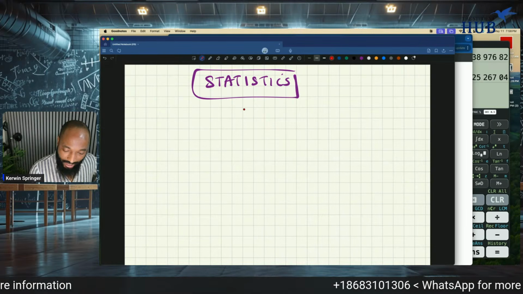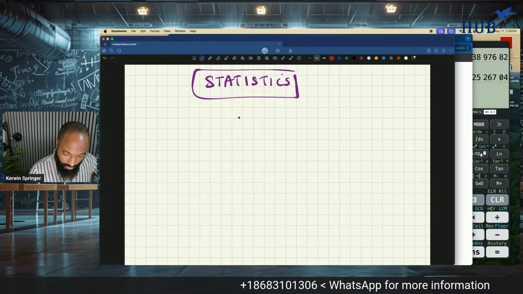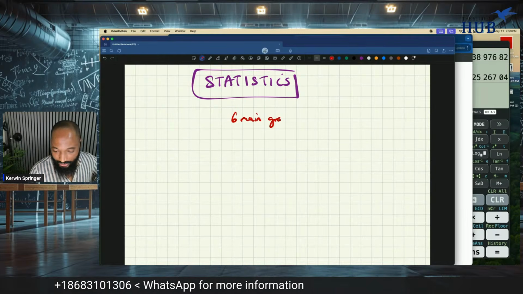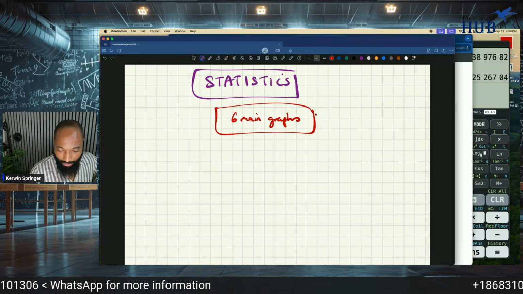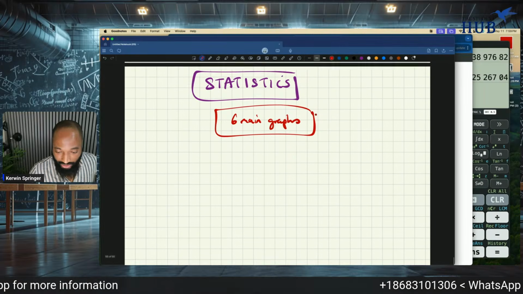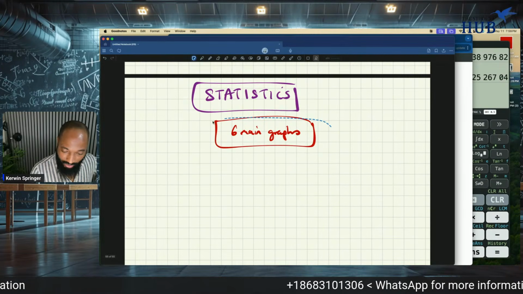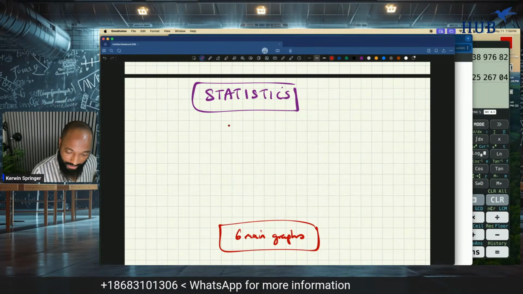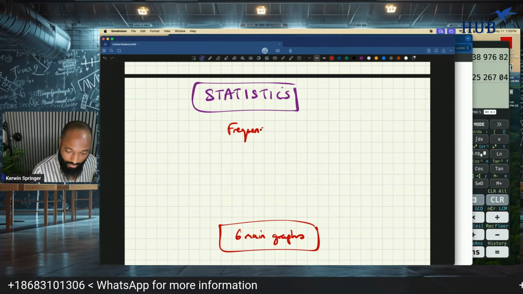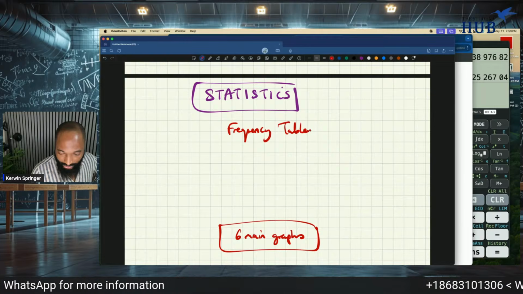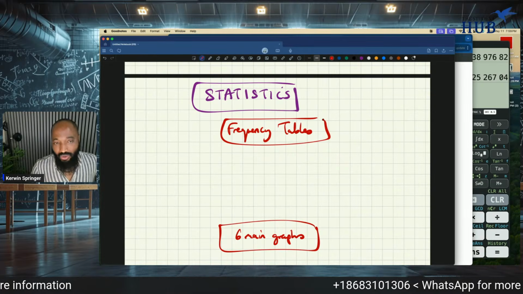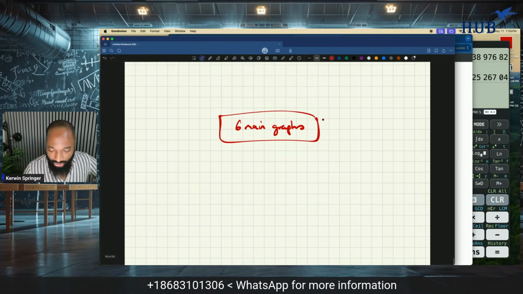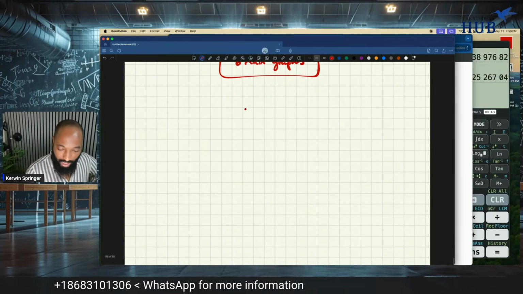There are six main graphs that you need to know in statistics. So if you're mind mapping, here are the six main graphs. But before you know the six main graphs, you need to know about frequency tables. Frequency tables are a big thing here, and how to find the mean, mode, and median. We'll talk about that just now, but the six main graphs are pie charts.